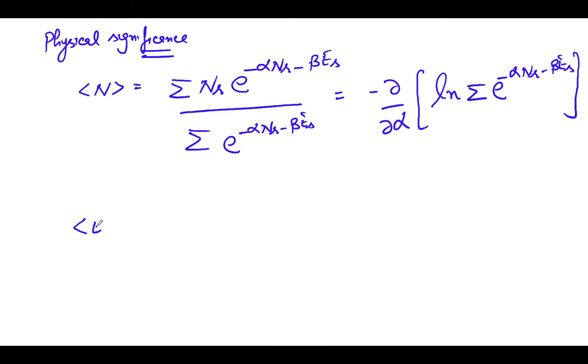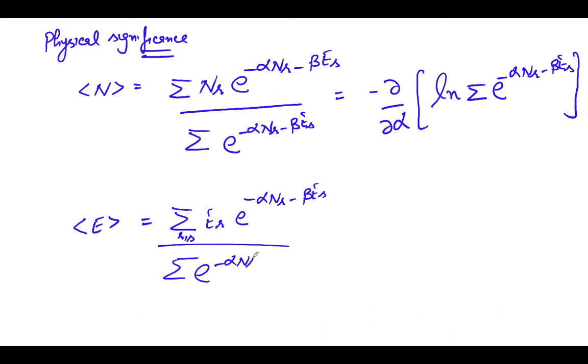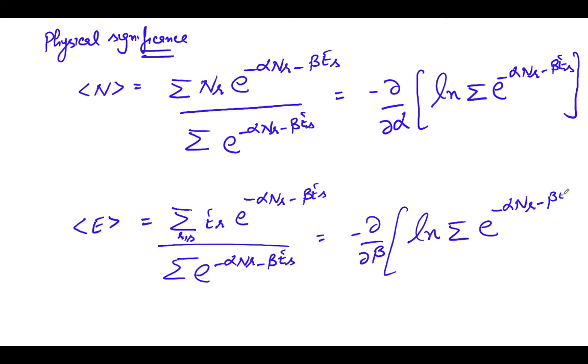Similarly we can find the expectation value of energy, that is generally the average energy of the system. We can write it as the summation of er exponential of minus alpha nr minus beta es over the partition function, the summation of exponential of minus alpha nr minus beta es. Again we can write it by taking the derivative with respect to beta, so we get minus d over d beta of log of the summation of exponential of minus alpha nr minus beta es.